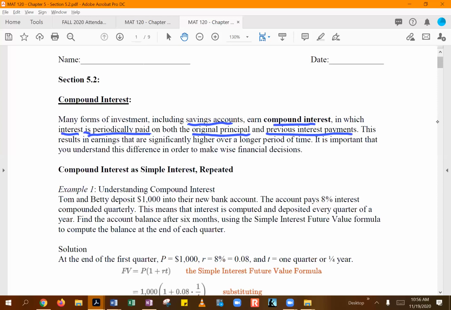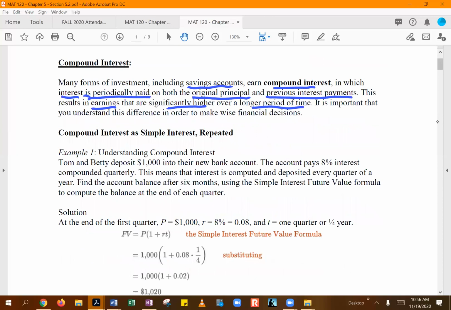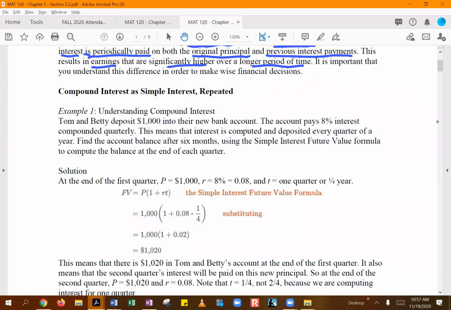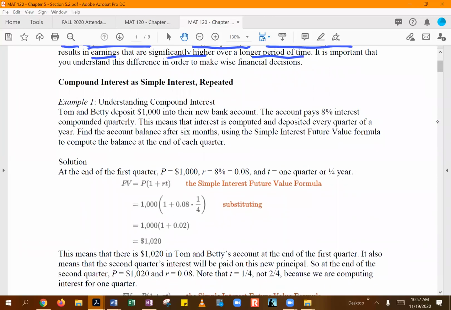Because you're earning interest on the original principal, but you're also earning interest on any of the older interest payments you would have received. So on those interest payments and the principal, these dollar amounts end up growing a little bit faster than what simple interest would do. The earnings are going to be significantly higher, especially over a long period of time. So compound interest is like simple interest being repeated.